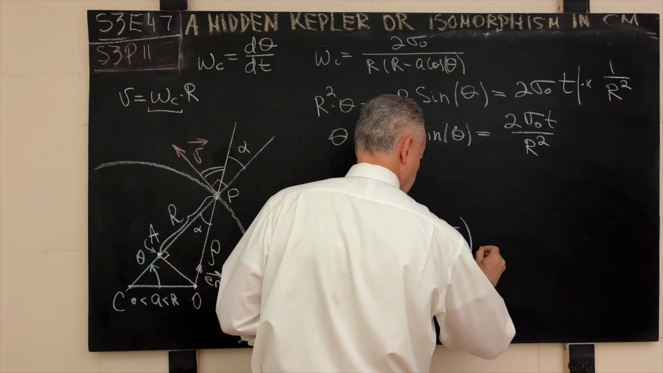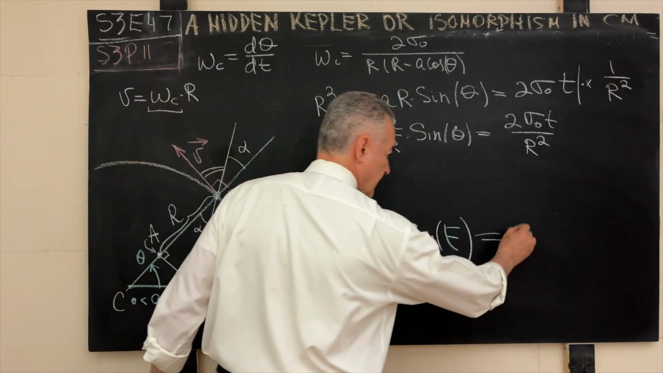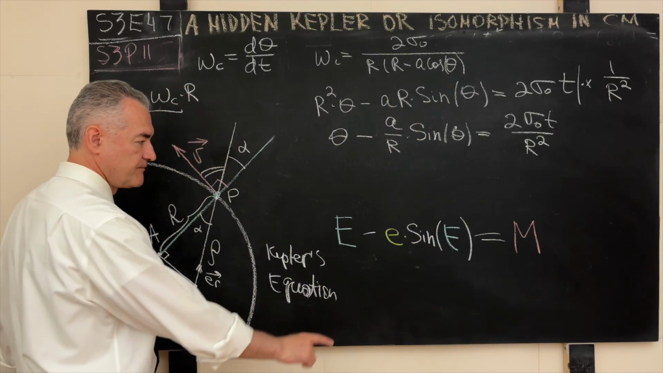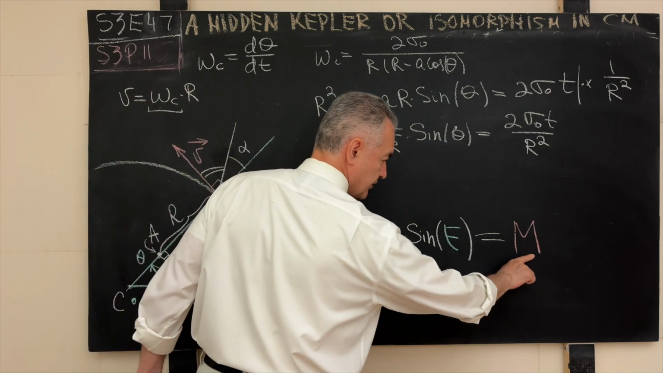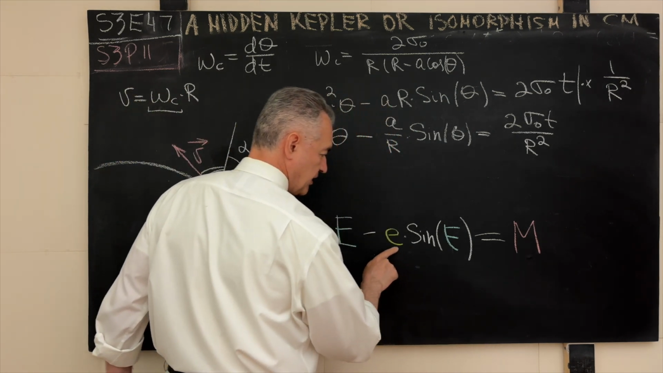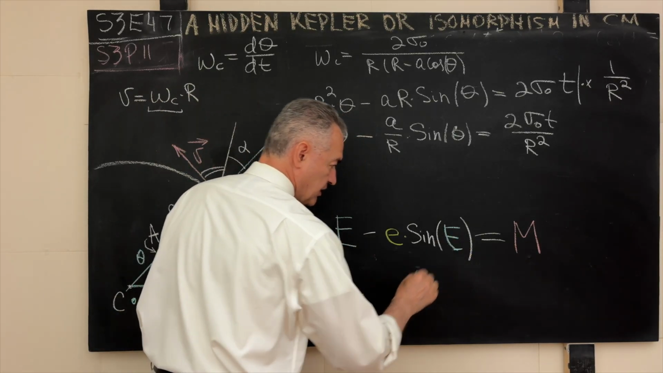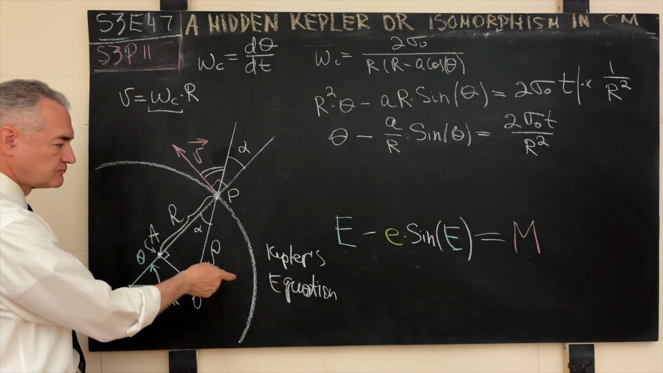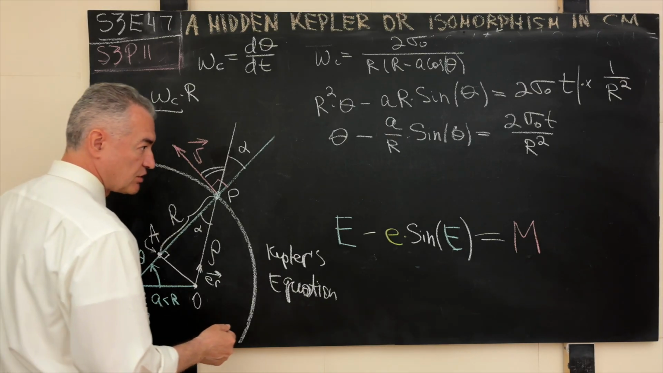Let's put it this way, and the whole thing is equal to, let me use red, M. So here in Kepler's equation, E is called eccentric anomaly, M is called mean anomaly, e is eccentricity. Here is the same thing, E, and all these quantities pertain to the orbit of the planet that is traced in a given system around the star.